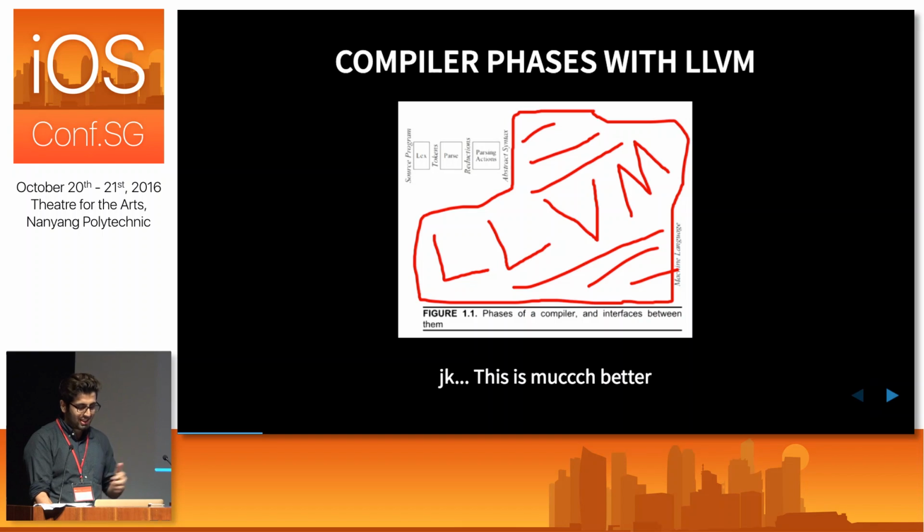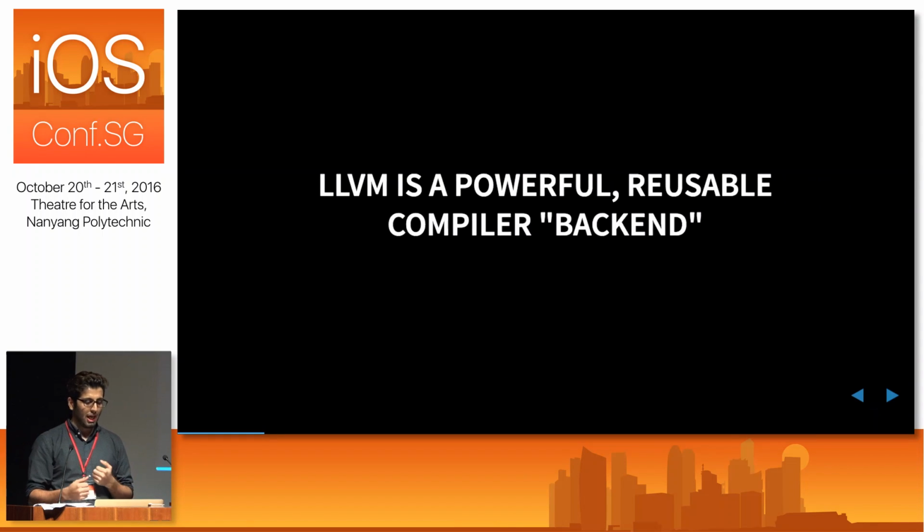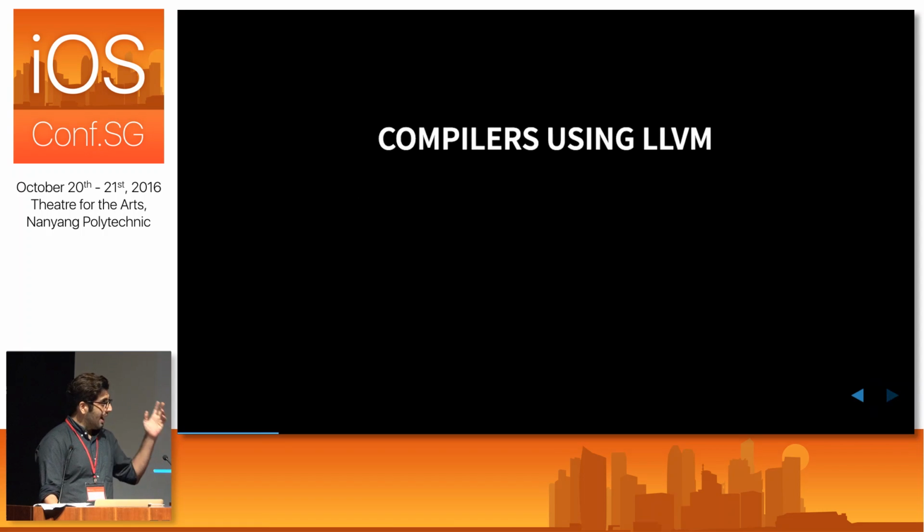So what exactly is LLVM? LLVM is actually a very powerful, reusable compiler backend. So if you're designing a new programming language, you can reuse this backend to target all the architectures that LLVM already supports for free. So you don't need to implement your own machine code for ARM or PowerPC or Intel or whatever. And it's quite popular these days.